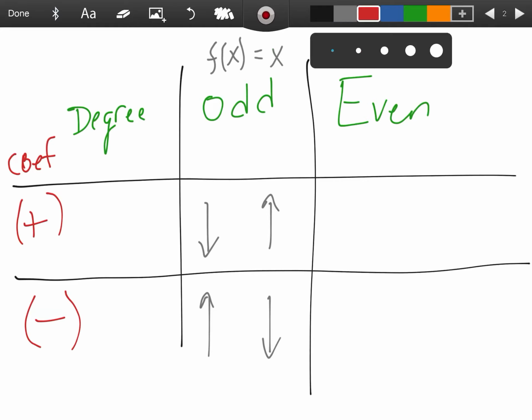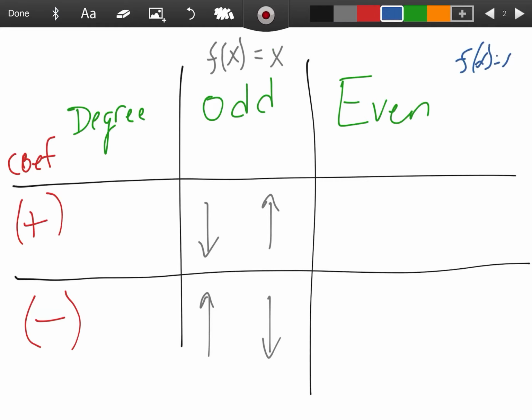And then for even functions, let's think of f of x equals x squared and what that does. If the coefficient is positive, then both arrows point up. And if the coefficient is negative, both arrows will point down. So maybe you could find this chart to be a little bit handy for you.